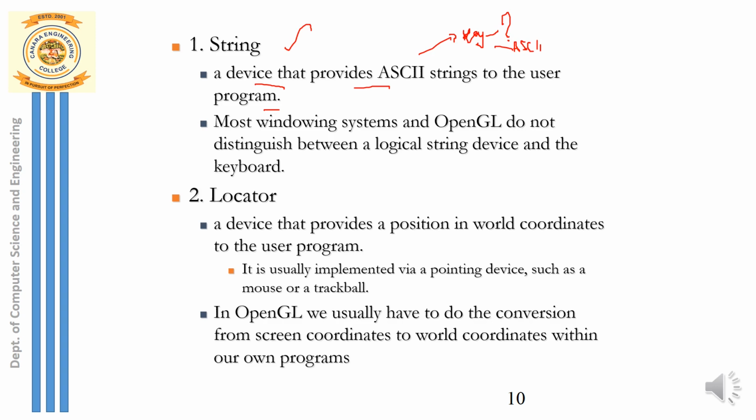And then here OpenGL will not differentiate between the logical string device and the keyboard. For the program we write, it is actually the keyboard. Through the keyboard input device itself we get this value, but still we differentiate it as a logical string device, which returns to us only the alphabets, only the characters.